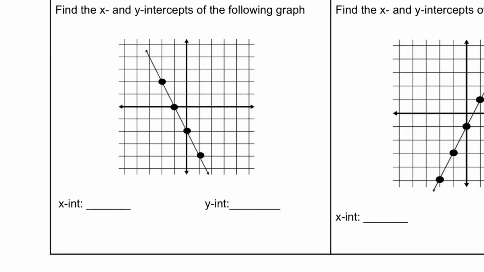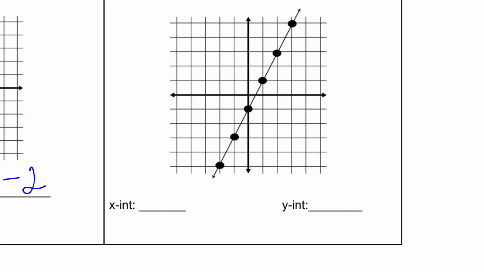The x-intercept is here, where the graph crosses the x-axis. It's at -1. The y-intercept is here, where the graph crosses the y-axis. It's at -2. The x-intercept is right here, where the line crosses the x-axis. It's at 1/2. The y-intercept is right here at -1.